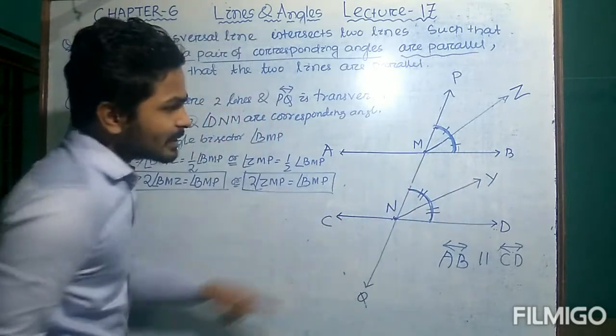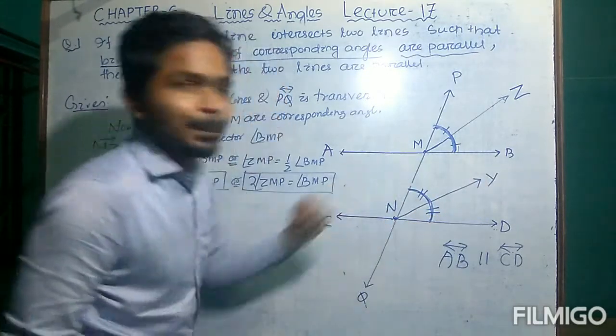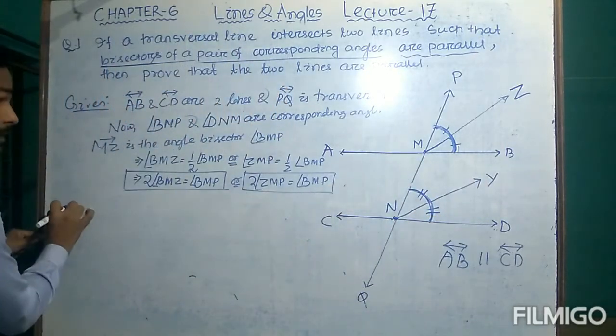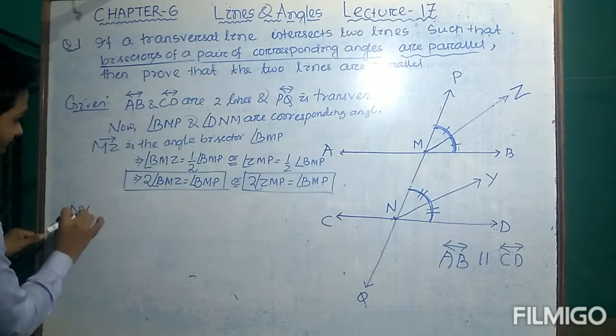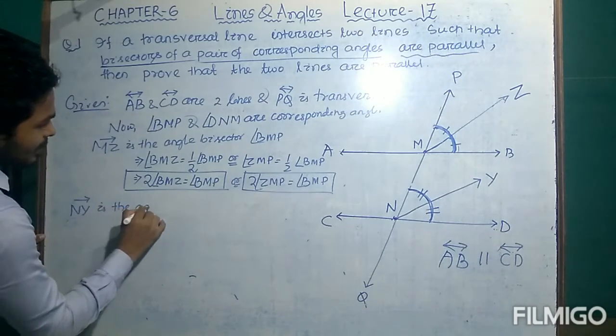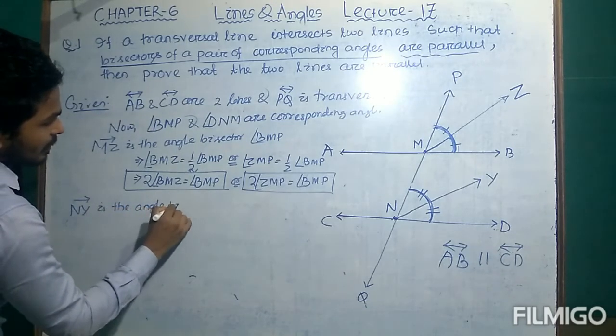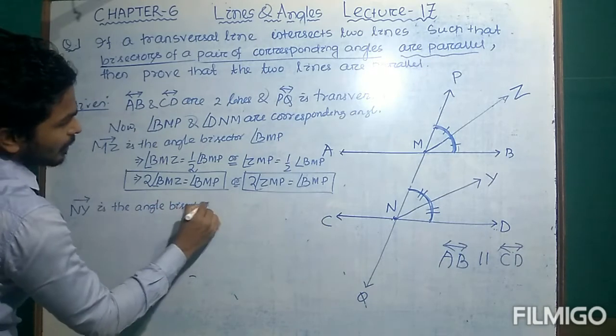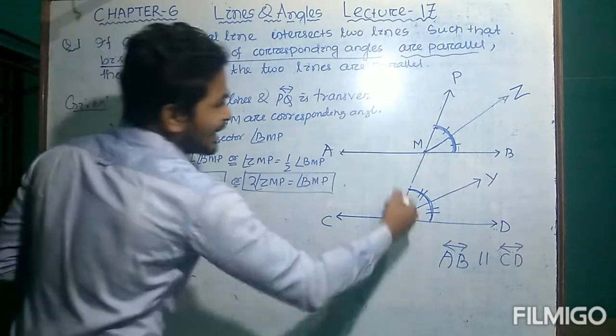Next, similarly, NY is the angle bisector of the angle DNM. Okay? So NY is the angle bisector of DNM.